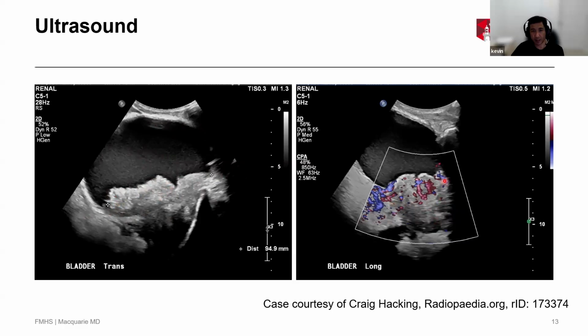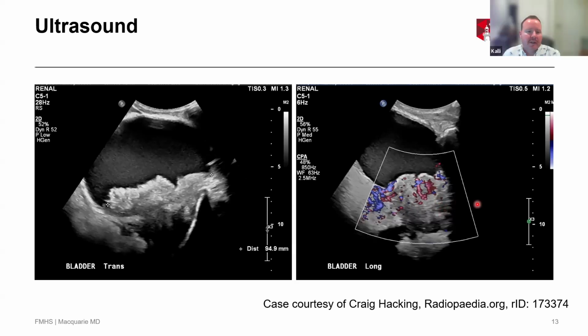And as I discussed, we can also use the Doppler effect to look at vascularity. And this gives us more confidence that this is actually a solid tumor because it has vessels in it. Sometimes you can see debris in the bladder for various reasons, and that may not have vascularity. However, the absence of vascularity does not exclude a tumor.